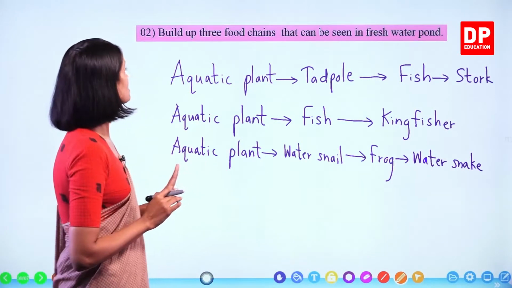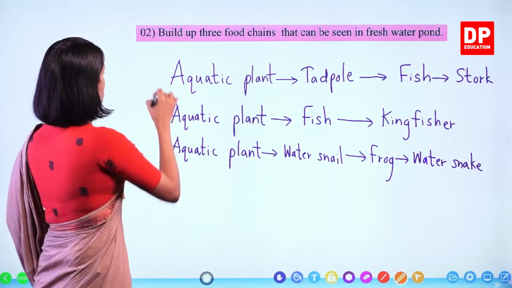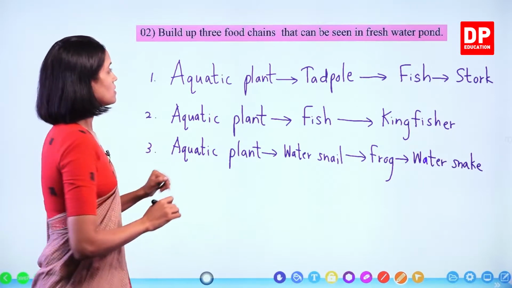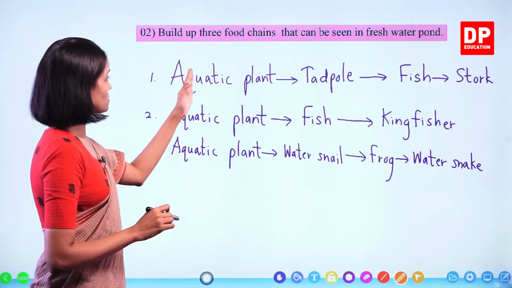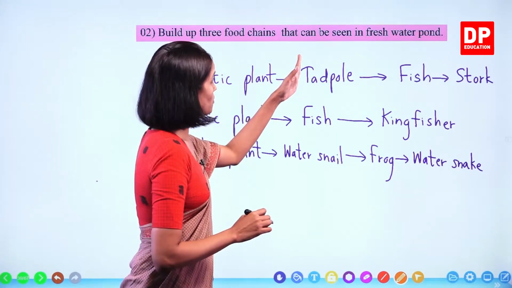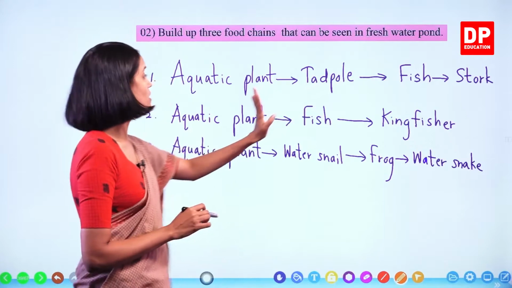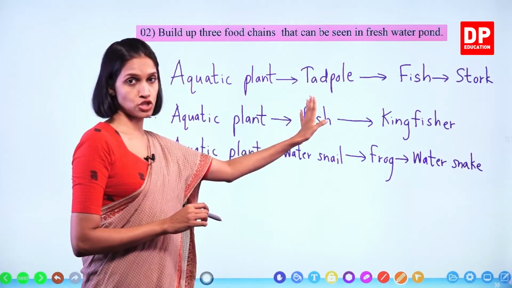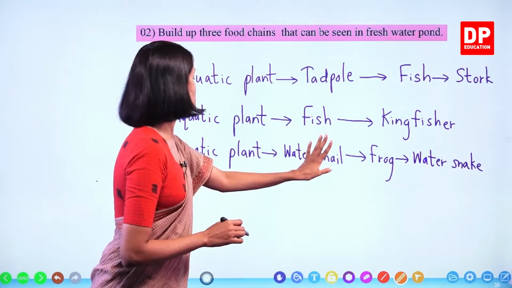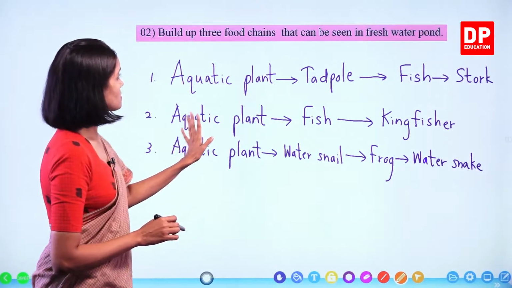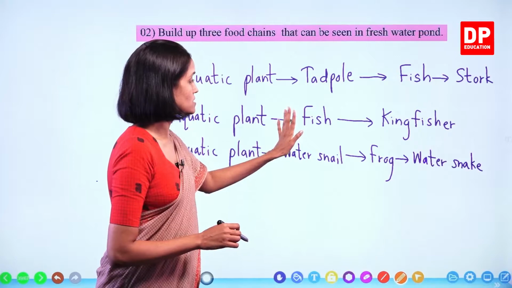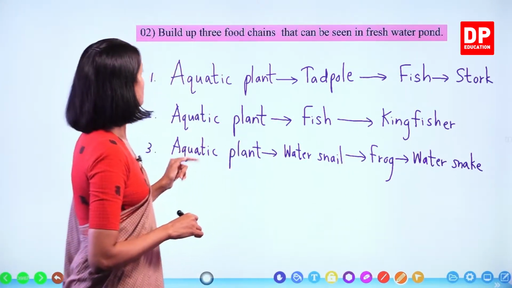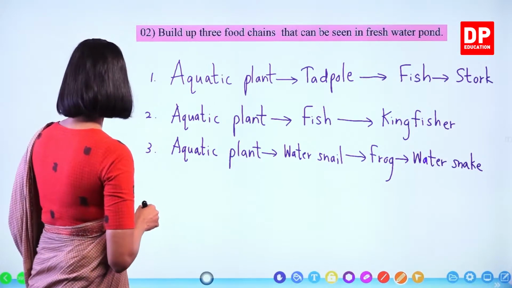Right, children? So build up 3 food chains. 1, 2, 3. The tadpole eats aquatic plants. Fish eats tadpole. Stork eats the fish. Right? The fish eats the aquatic plant. The kingfisher eats the fish. And water snail eats aquatic plants. And frog eats water snails. And water snake eats frog. Okay, children? We'll move on to the next.